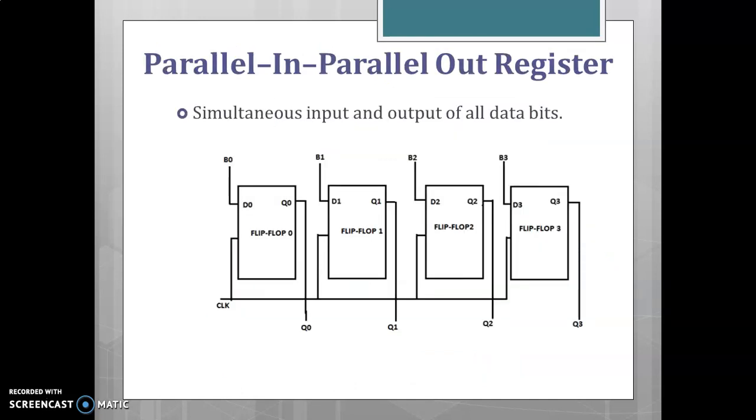In the parallel in parallel out register, all the inputs are given simultaneously and all the outputs are taken simultaneously in parallel. So in this register, there is no interconnection between successive flip-flops since serial shifting is not required. The moment the parallel entry of input is done, the respective bits will appear at the parallel output. In this case, only one clock pulse is required to load all the bits.